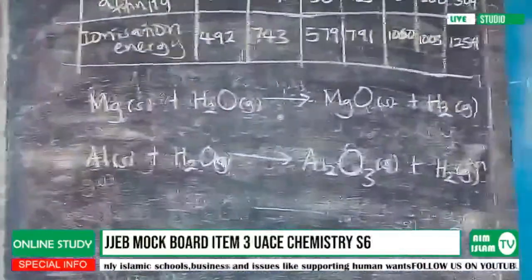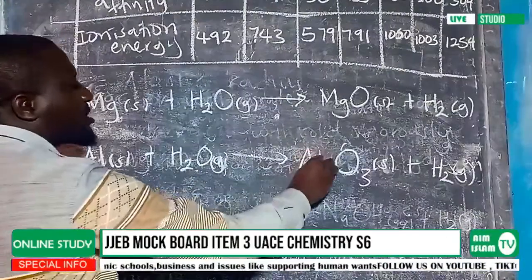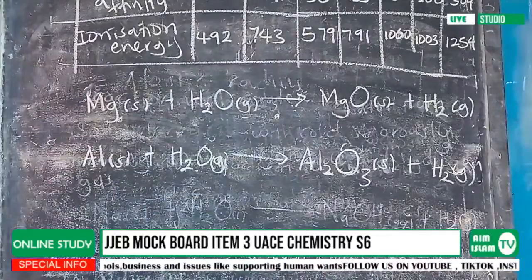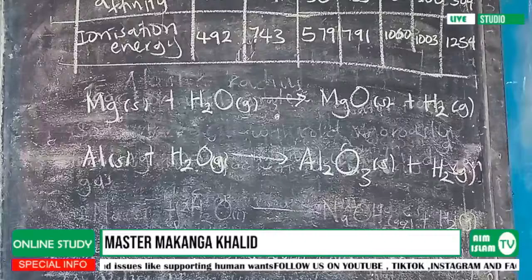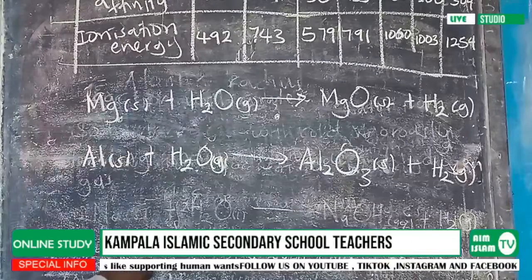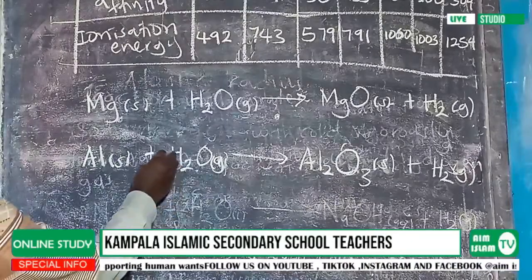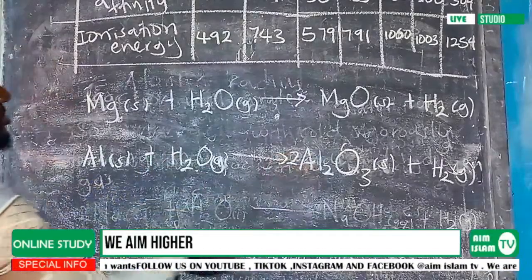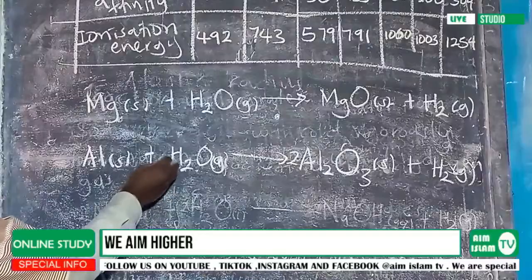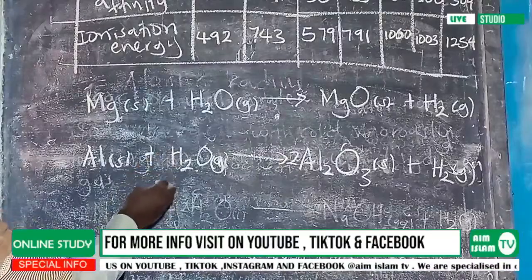Then the equation is scored with what? With balance. It's not scored otherwise. So you need to come up with a balanced equation. So we need to balance this. That is aluminium here.